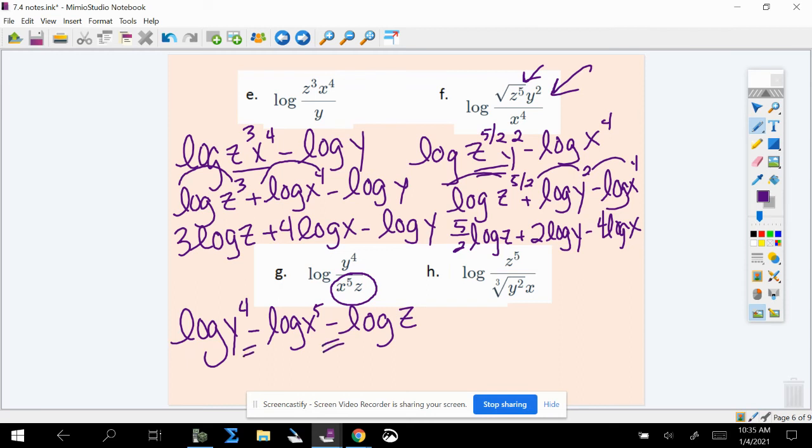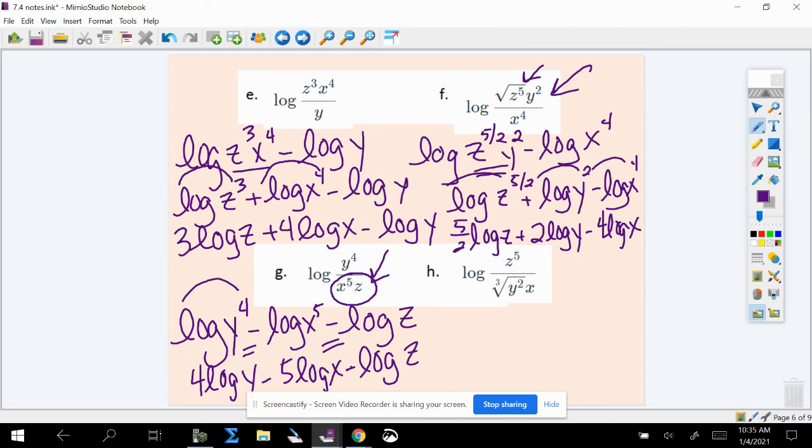At this point, I am ready to bring those powers out front. So I have 4 log of y minus 5 log of x minus just a log of z, no power in front of that one. And that is my final answer. But you do want to make sure that anything that's in the denominator originally, when you write that condensed log, your expanded form should have minus signs in front of those terms.